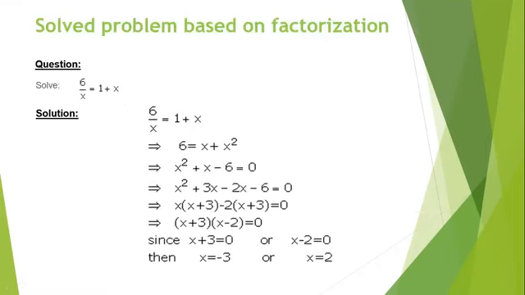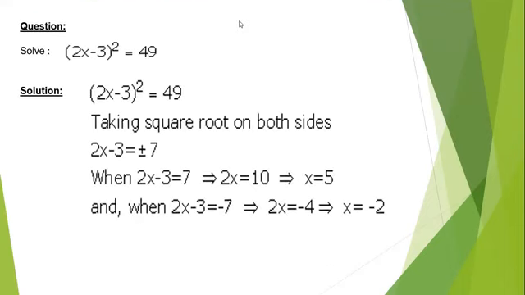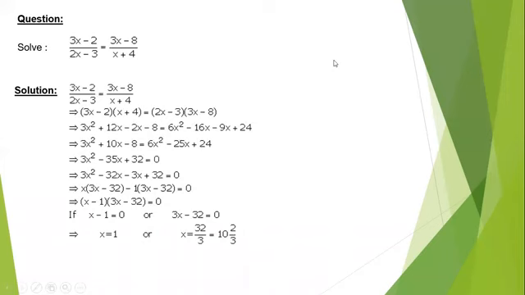Now see, next question. This is solving the problem by using the factorization method. This factorization method, though we have learned in lower classes also, even then I am explaining again. Equation is given: 6 upon x is equal to 1 plus x. Take LCM or do the cross multiplication. 6 is equal to x plus x square. Take this 6 to the right hand side. x square plus x minus 6 equal to 0.